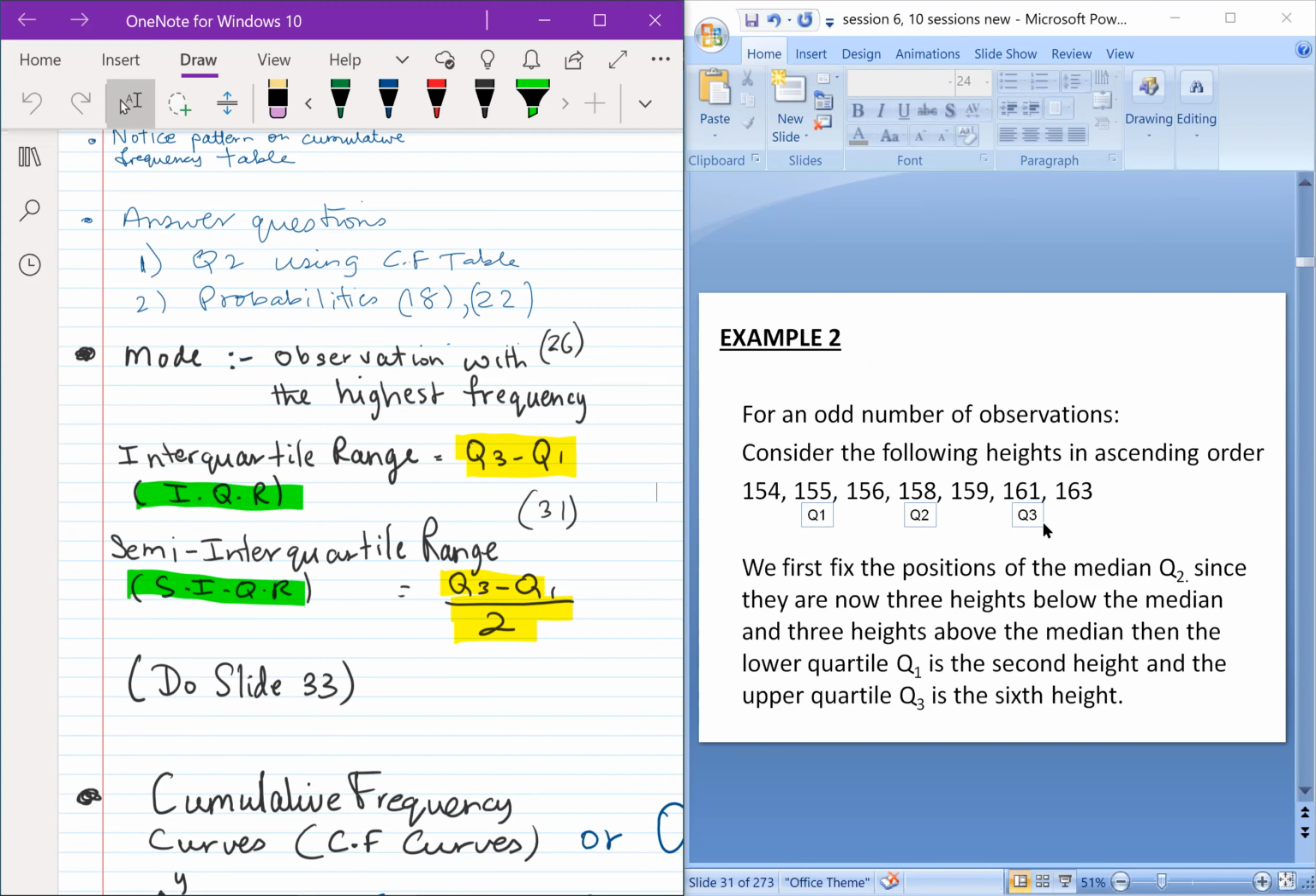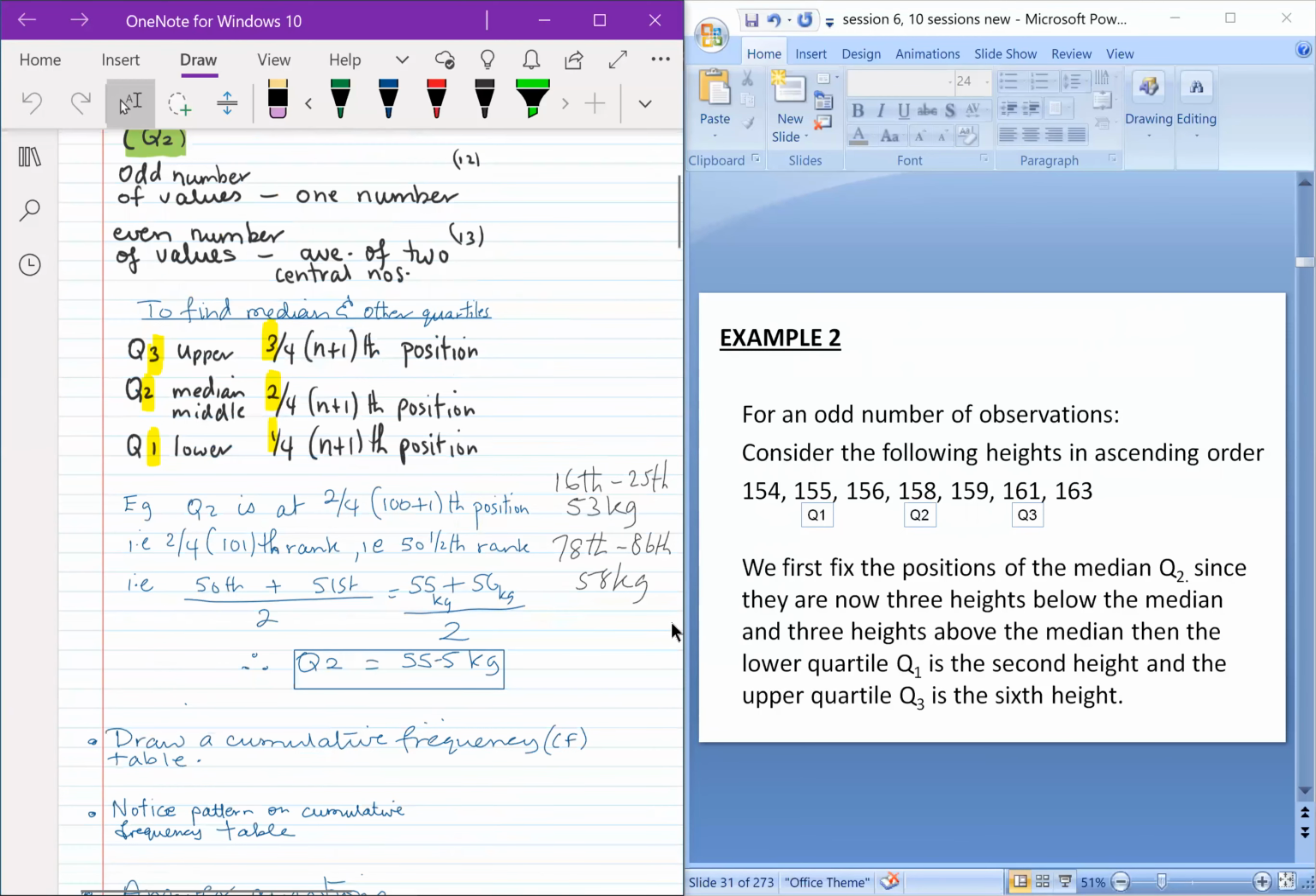We could find those by using that technique, or we could use our formulas. Let's go back to the formulas and see if they can help us. Now, 1, 2, 3, 4, 5, 6, 7 tells us that n is 7. So to find Q1, we put n as 7 here. 7 plus 1 is 8. A quarter times 8 is 2. So Q1, the lower quartile, is going to be in the second position.